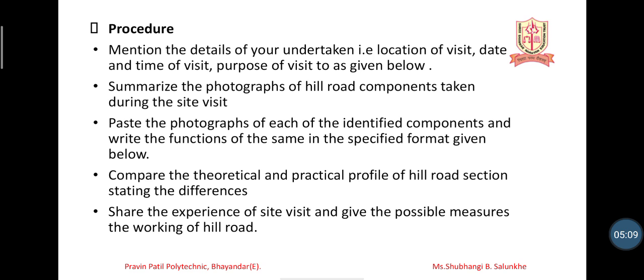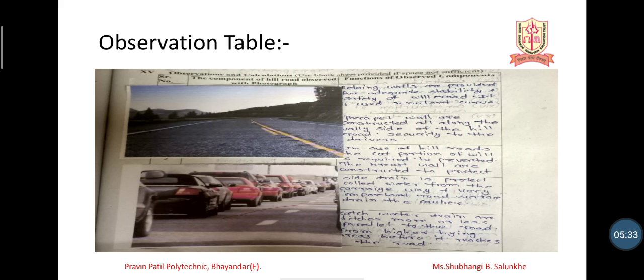So the main purpose of the procedure is the same: we have to identify the components. After identifying the components of the hilly roads, we have to take a picture or photograph of it. After taking the photo, we have to stick it in our observation table and write the function of that component. So our observation table is like this. In the observation table, in one column, we have to write or stick the components of the hilly roads which we have observed, and in the second part we have to write the function of that observed component. As we can see in the photo, the first one is the road bed.